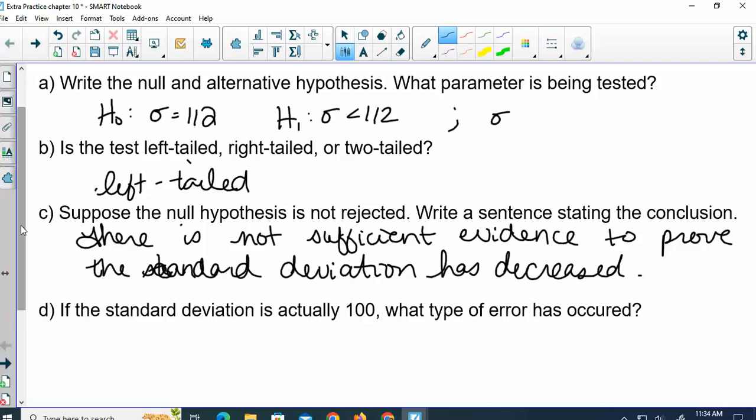Okay, D, if the standard deviation is actually 100, so if it's 100, should I have rejected my hypothesis? Yeah, but I didn't, so I made a mistake. So, which type is that? Type 1 or type 2? Type 2. Okay.